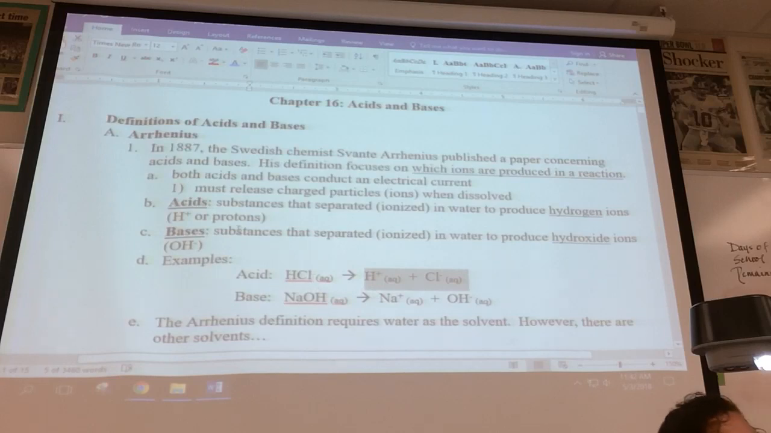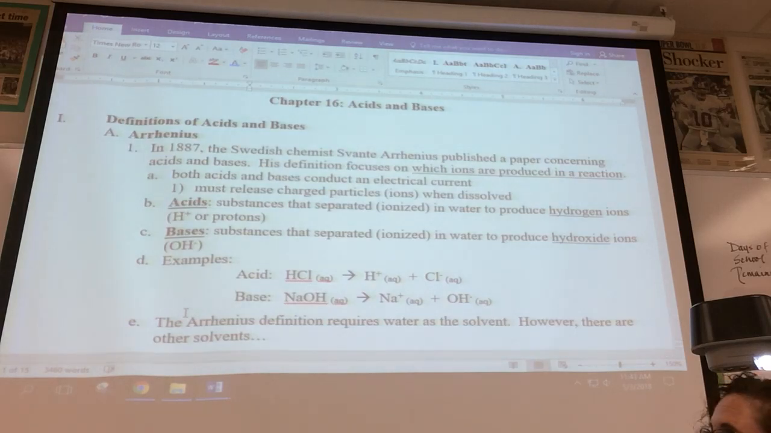A base is a substance that ionizes in water, but it's going to generate hydroxide ion. For example, sodium hydroxide dissolved in water generates sodium ion and hydroxide ion. If the substance generates hydroxide ion, then it is a base. And again, the Arrhenius definition requires that your solvent is water. But there are other solvents that exist, so this definition for acids and bases really is quite limiting.